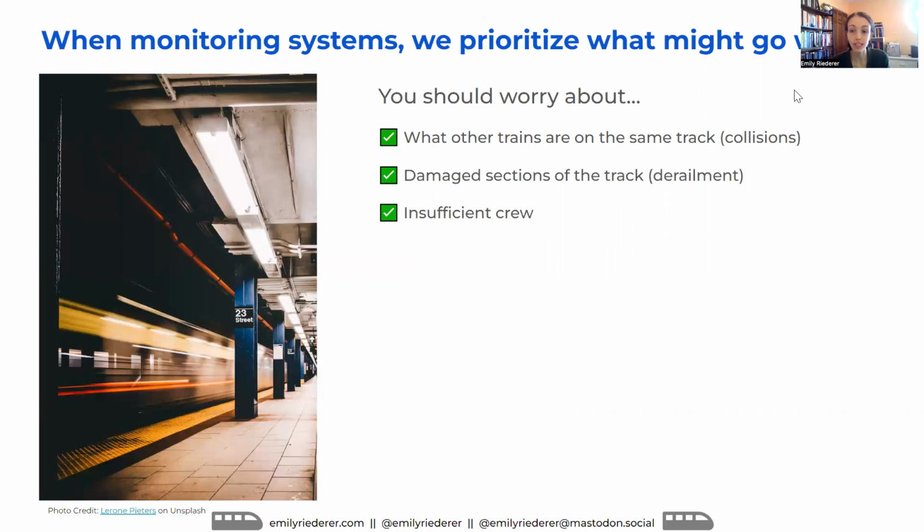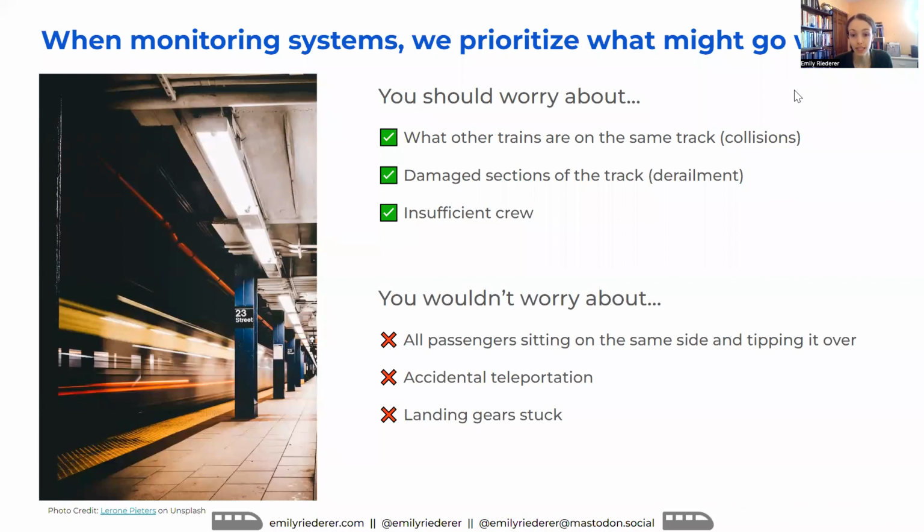So first, I'd ask you to think briefly, what if we were monitoring, instead of a data set, trying to detect errors in a real world system? We'd probably start by thinking about the ways things could go wrong, like derailments or collisions that are super high impact, and work backwards from that, thinking about the things we'd want to detect in our system that might cause those problems, like trains being on the same track at the same time, or part of that track being damaged. We wouldn't overly focus on very low probability events, such as all passengers sitting on the same side of the train and it tipping over.